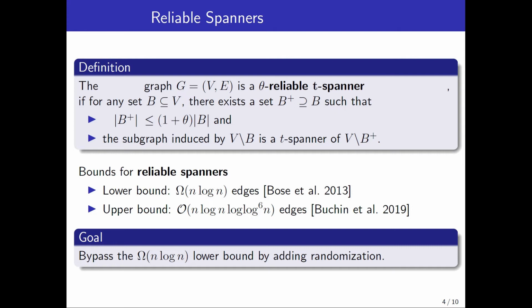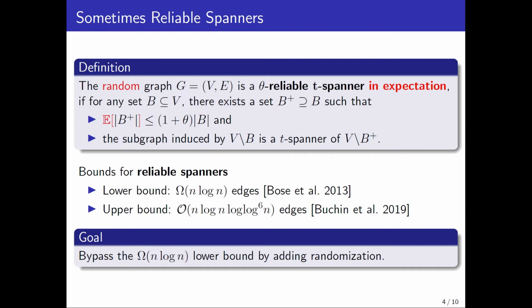So we see this n log n lower bound, but we want to go beyond that, so we want to bypass it somehow. And the way we can do that is to add randomization to our constructions. So that's what we are going to do. And that's how we arrive at sometimes reliable spanners.